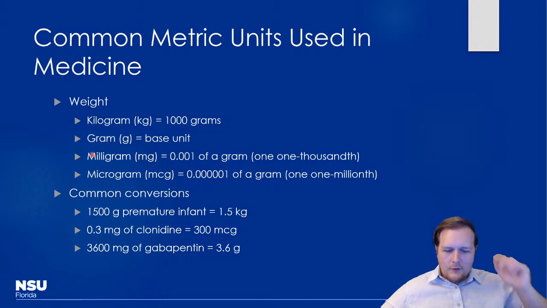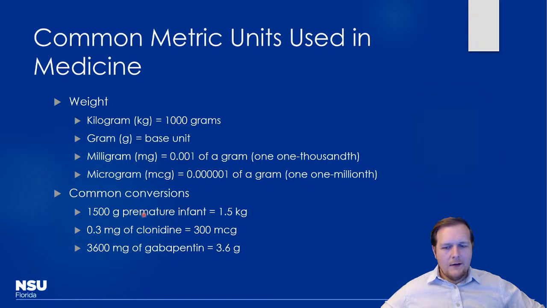1 gram. And so just giving examples of some common conversions here, say for instance, you're working in the NICU and they're reporting out a patient weighing 1,500 grams. It's a premature infant there. So oftentimes my dosing that I have, and you'll see this too when you're looking at your assigned drugs, is that things may be dosed in milligrams per kilogram.